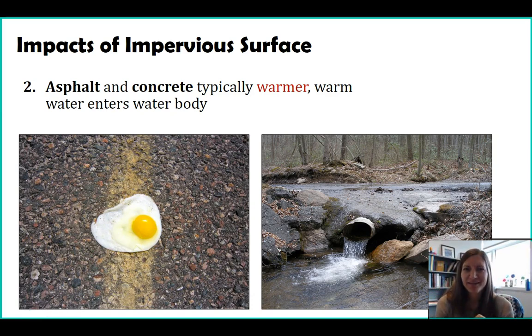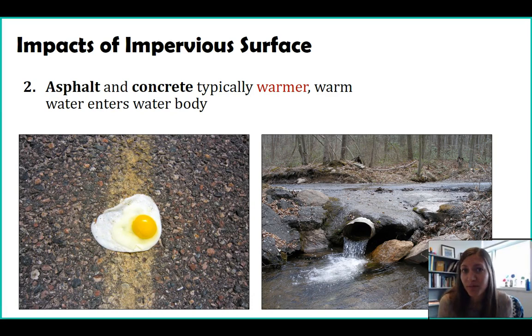Well, if it rains, that water hits the impervious surface. We've already said it kind of stays on the impervious surface because it has nowhere to go, and so that water is warming up. The water that falls on it is getting really, really warm and then goes through a stormwater drain and then enters the environment as this really warm water.